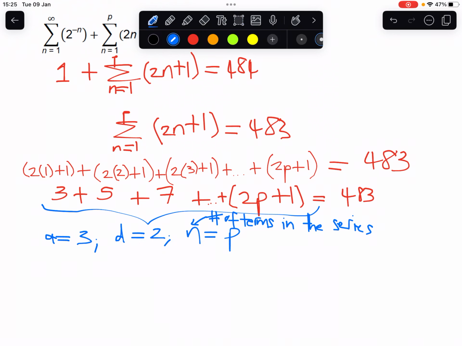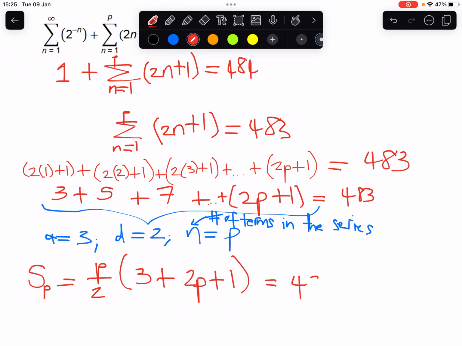Okay, so the sum of the first p terms is going to be n, which is p, over 2 times the first term plus the last term, which is 2p plus 1. And we've been told that that is equal to 483. So p over 2 times, that simplifies to 2p plus 4, which is quite nice, right?